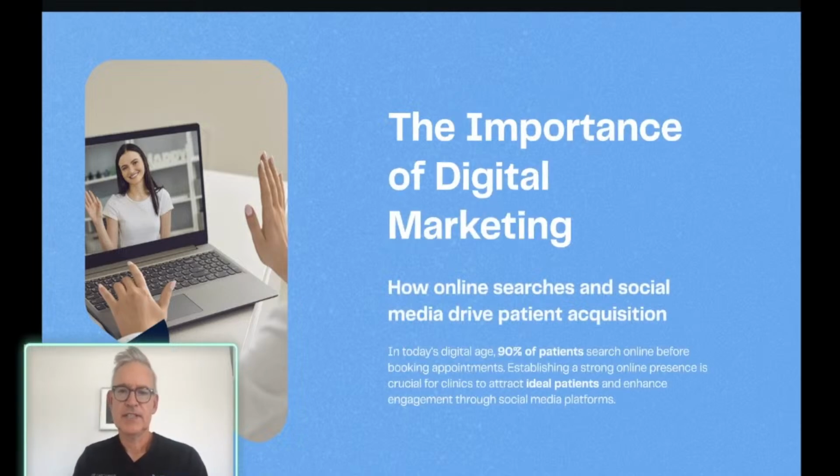So the importance of digital marketing with social media now, with your website, with landing pages, let's say, some of the promotions you're doing. 90% of patients search online before they book an appointment. They're going to be checking out your reviews. It's important to continue to get good reviews. And if you don't have many, that should be a big focus in your clinic, is asking each satisfied patient for a review. And you want to establish a really good, strong online presence to attract ideal patients and enhance engagement through your social media platforms.